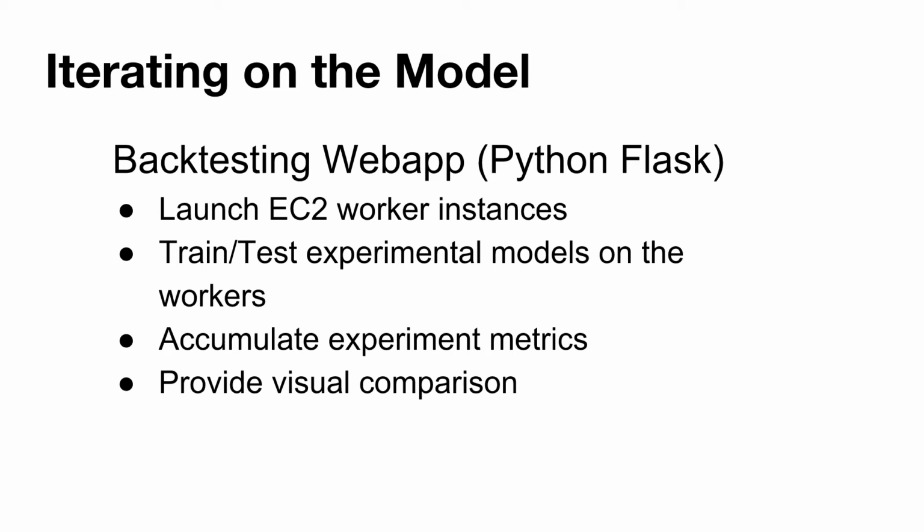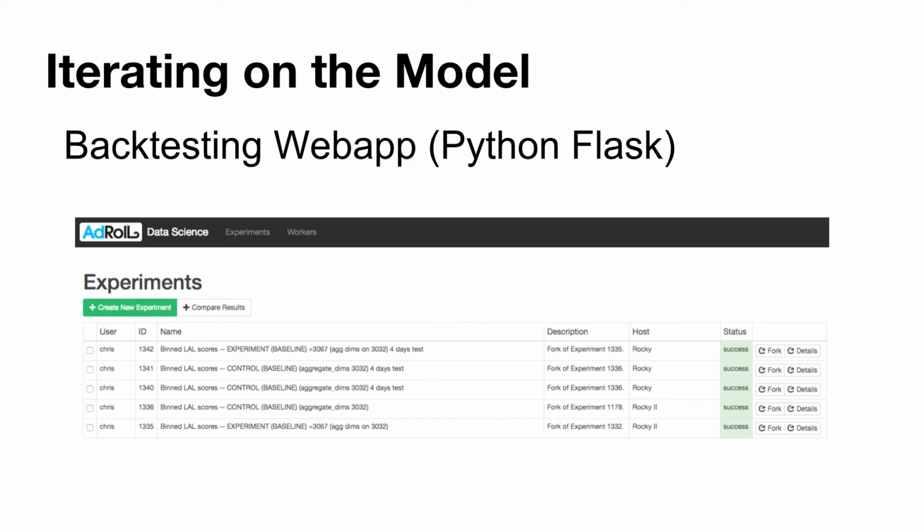Okay, so how do we backtest our model? How do we build the model itself? Well, we have a nice little web app I built in Python Flask where you can launch EC2 worker instances, train models on the workers, accumulate the experiment metrics, and then provide visual comparison. The key part here is it's a nice little web app where you can do this all. It makes doing it kind of fun as opposed to painful every time you want to get going.